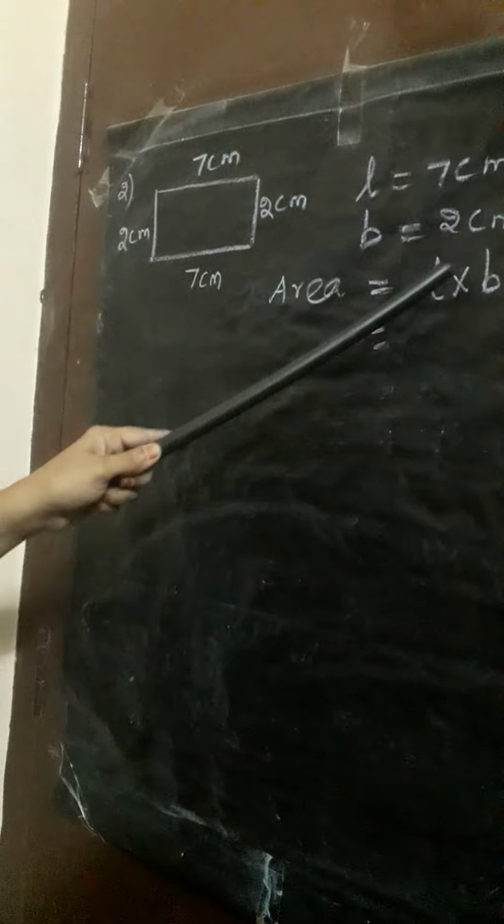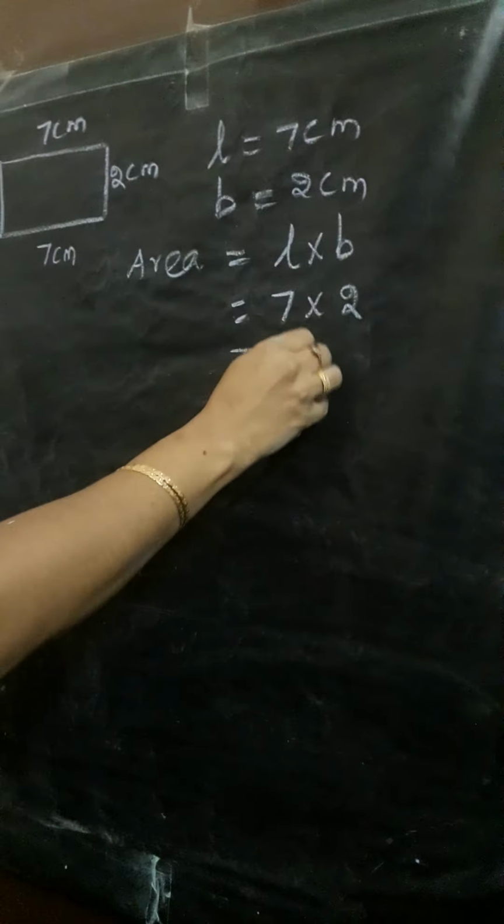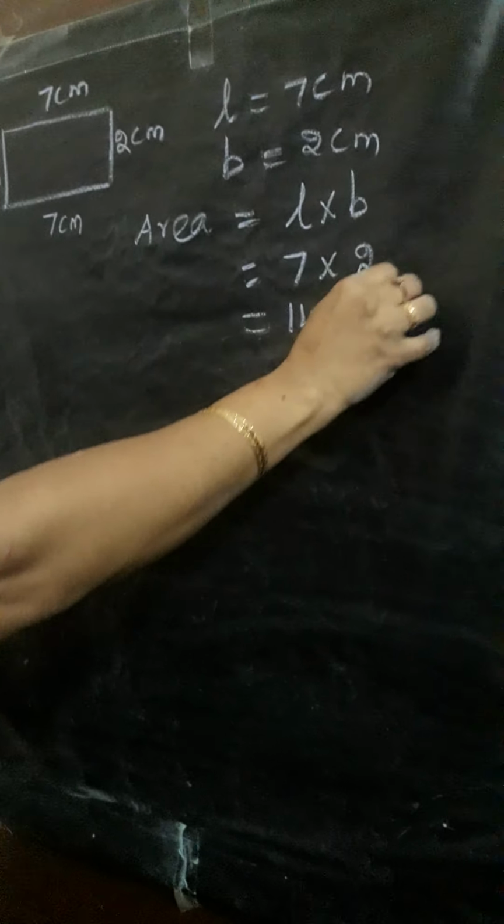What is the formula for area of rectangle? Area of rectangle equal to L into B square unit. Area of rectangle equal to L into B, length into breadth. So here L equal to 7 centimeter and B breadth equal to 2 centimeter. Substitute the value. So 7 into 2. 7 2s are 14. So 14 centimeter square is the area of the given rectangle.